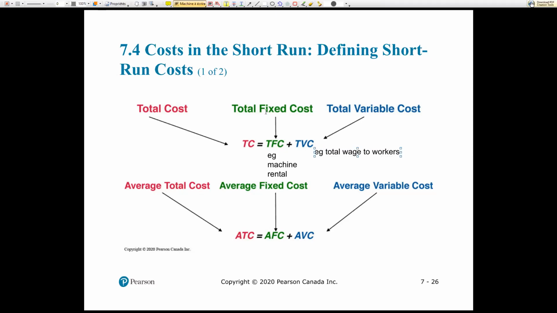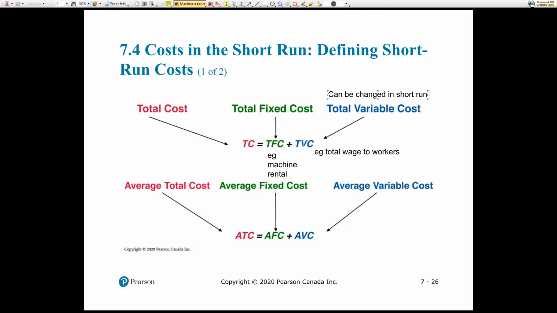I have a question. Yeah, go ahead. Which one is the one that can be changed in the short run? It's the variable cost. Variable means, yeah. Okay, and also you said the total cost is how much you're going to get in cost. Well, you said something at the beginning: total fixed cost, total variable cost.